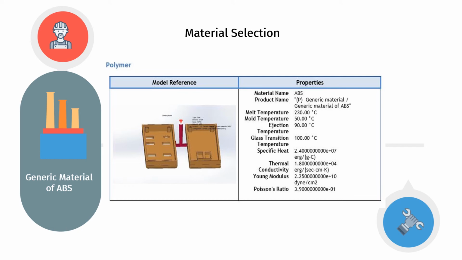The melting temperature is 230 degrees Celsius, the mold temperature is 50 degrees Celsius, injection temperature is 90 degrees Celsius, the glass transition temperature is 100 degrees Celsius, the specific heat is 2.400 power of 7 energy per gram Celsius. The thermal conductivity is 1.800 power of 4 energy per second centimeter Kelvin. Young's modulus is 2.2500 power of 10 dyne per centimeter square. The last is Poisson's ratio, 3.900 power of -1.